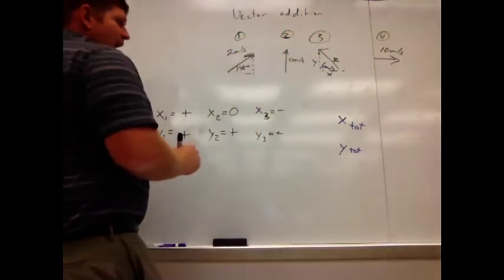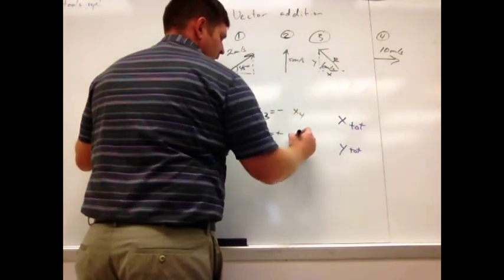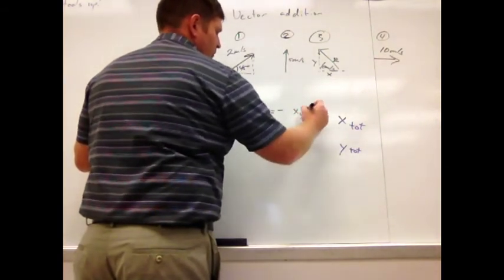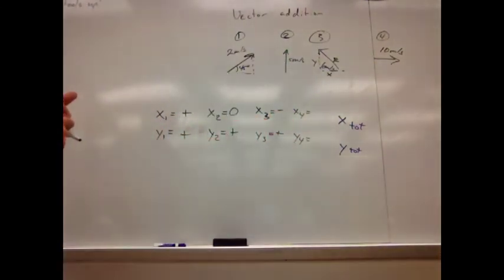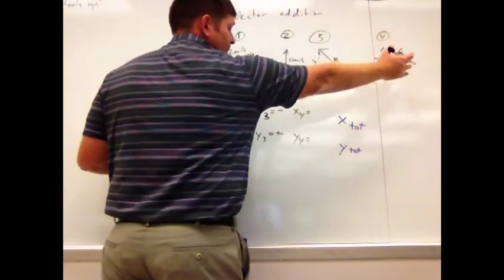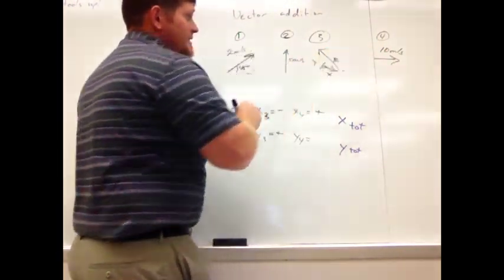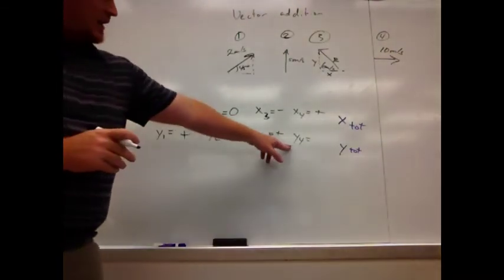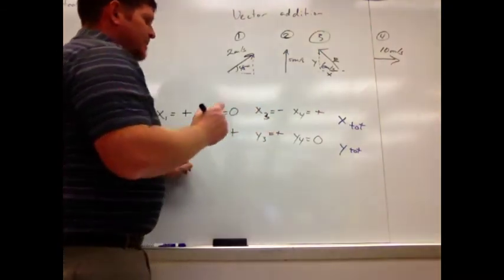Okay, and then we look at our last one, our 4. We're going to have an x sub 4, and we're going to have a y sub 4. Our x sub 4 is going to be in the positive direction, so it's going to be positive. In fact, it's going to be 10 positive, and then our y doesn't exist, so it's going to be 0.